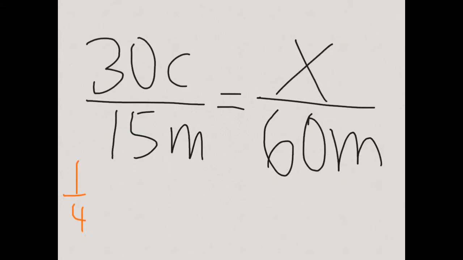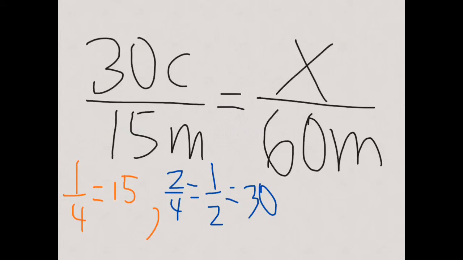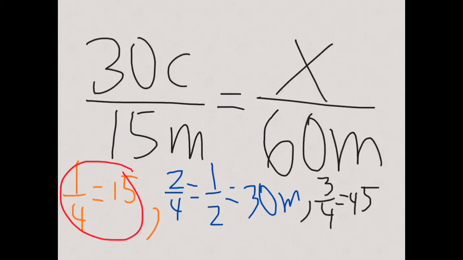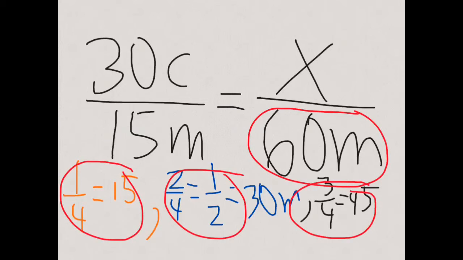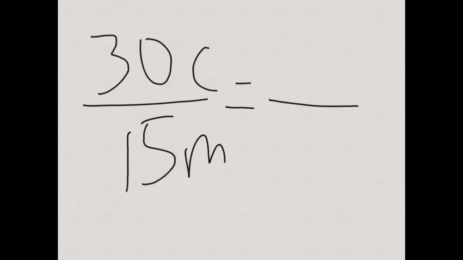So 1/4 is 15. 2 quarters, or 1/2, is half an hour. We all know that, 30 minutes. Then we have 3 quarters is 45 minutes. So with, let's see, here's 1/4, 2 quarters, 3 quarters. Here is my 4 quarters. So again, let me write the problem down. I want to know what can he do in 60 minutes.